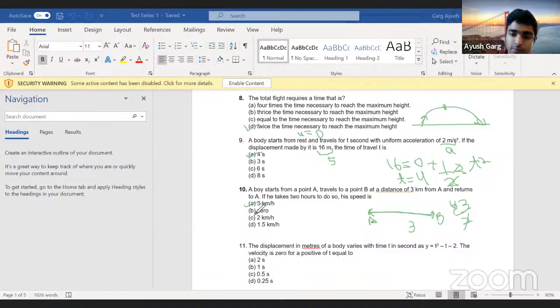Okay, let's move to the next question. The displacement in meters of a body varies with time t in seconds as y is equal to t square minus t minus 2. The velocity is 0 for a positive t equal to? This equation looks fairly similar, right? We saw this equation a few questions back. I can scroll up as well.